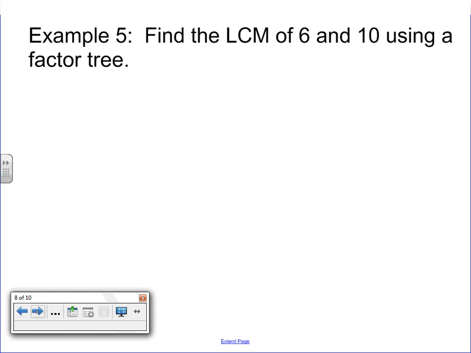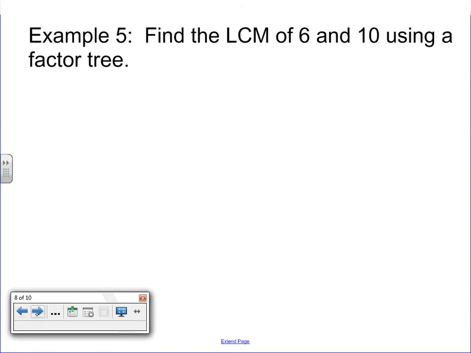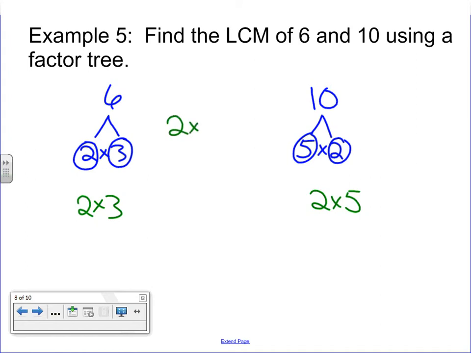We're going to find 6 and 10. Remember, when we did this with our list, it was 30. So we're going to try to hopefully come up with 30 here. We'll do our factor tree for 6 and our factor tree for 10. We can factor out 6 as 2 times 3. And lucky for us, those are both prime. 10, we can factor it out as 5 times 2. And again, lucky for us, they're both prime. If I rewrite these things least to greatest, it looks like this. And like I said, it just seems to me it makes more sense to write these one on top of the other.